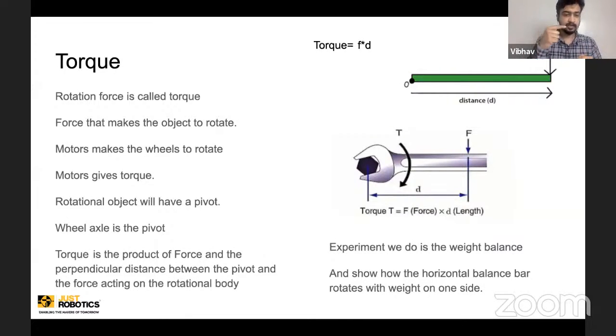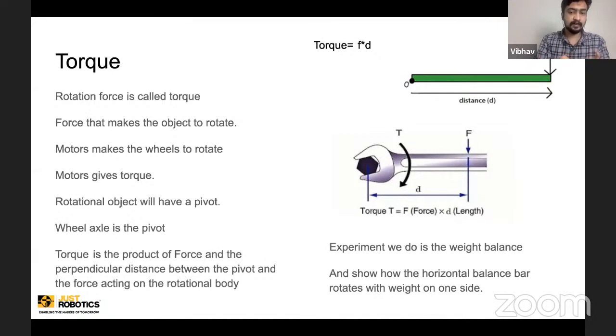So you apply a force on the body, then it tends to move. I'm applying force on this wrench, so I'm able to rotate that nut, right? The center of that nut becomes the pivot about which the wrench will rotate. When you're doing the nut and bolt thing, the center of the nut is the pivot, and from there you're applying force, holding it, and there is some distance in between.